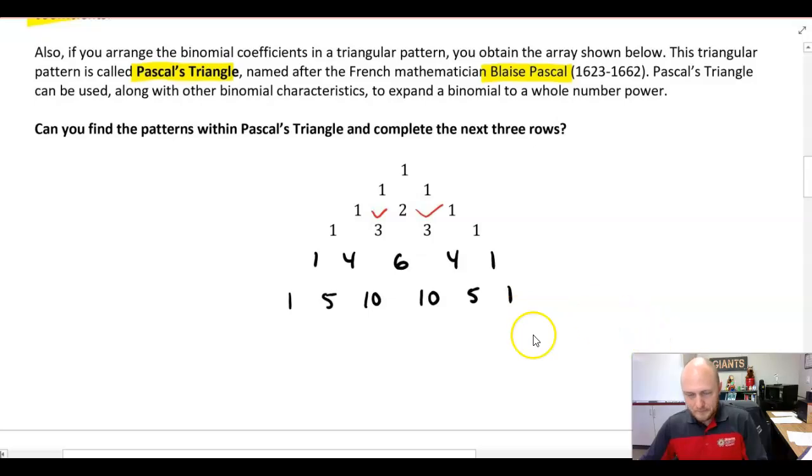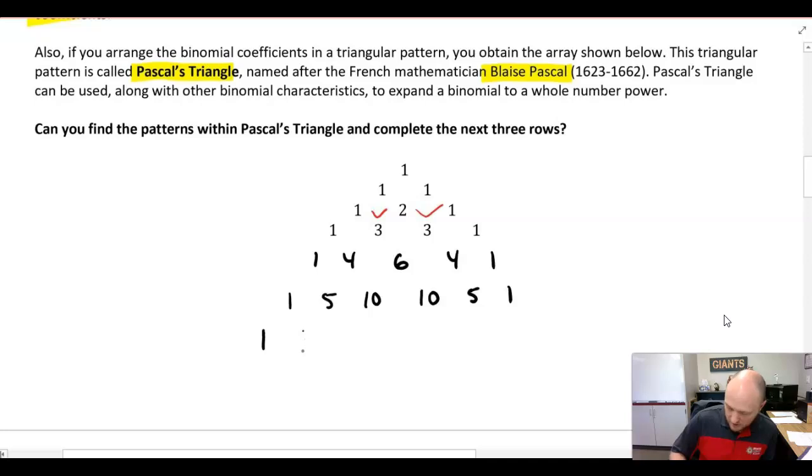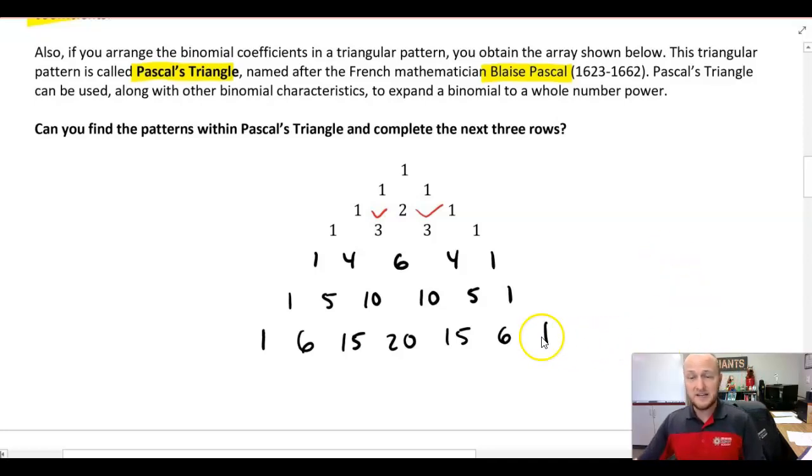Okay. So go ahead. I'm going to pause you right now. Complete that last row. Power of 6. Okay. So this is what you should have got for your next row. 1, 6, 15, 20, 15, 6, and then 1. That's Pascal's triangle. Pretty cool, isn't it?